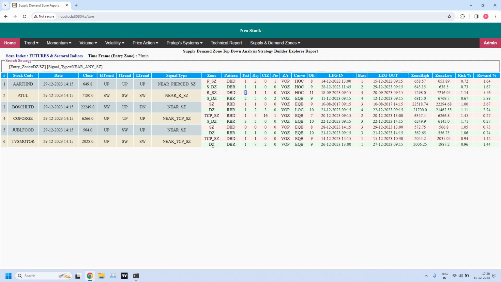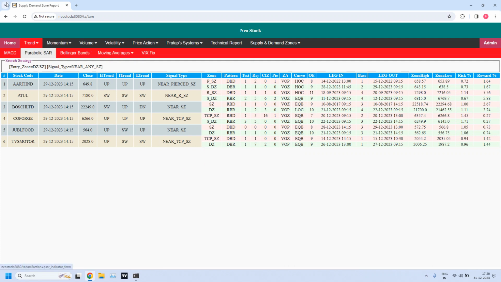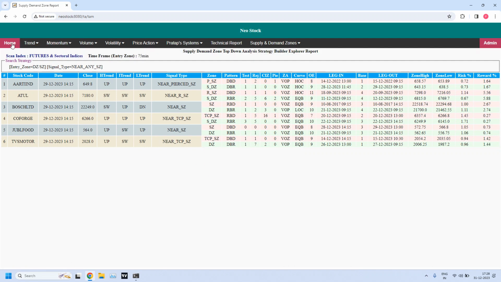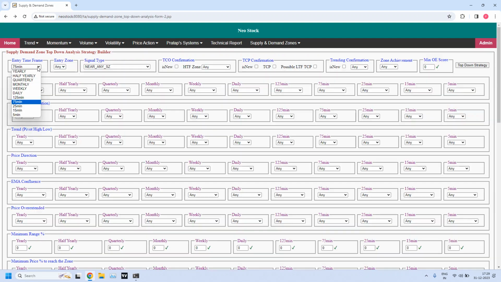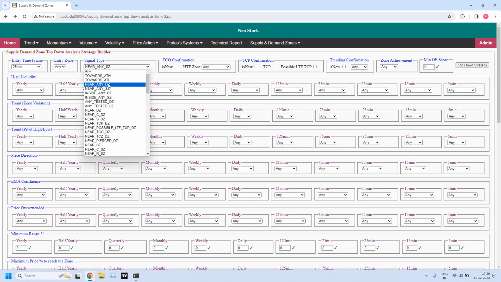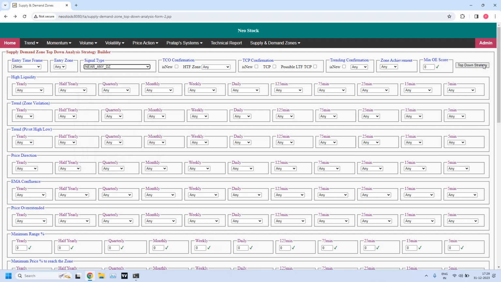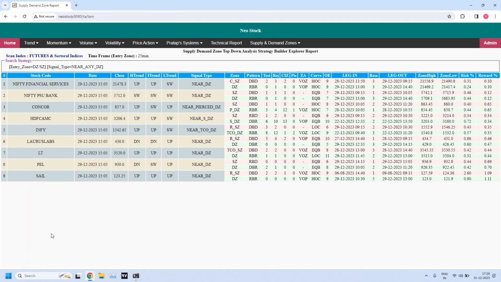And the last one is TVS Motors. This is also a high liquidity supply zone, already tested once. So this is a counter trend trade setup related stock. This is about 75 minutes. Now let us change the time frame to 25 minutes. Let us find the stocks near 25 minutes demand zone. So these 9 stocks are filtered.